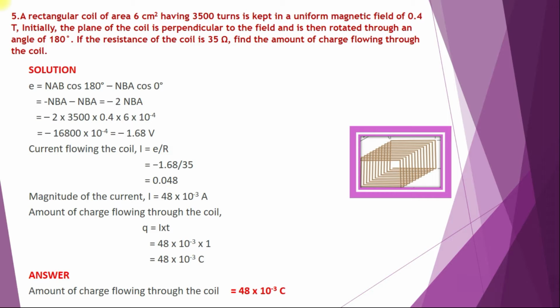Now we are supposed to find the amount of charge flowing through the coil, which is given by the formula Q is equal to I into T. So I value we know that it is 48 into 10 power minus 3 and T value is given as 1. So the amount of charge flowing through the coil is 48 into 10 power minus 3 coulomb. So the answer is amount of charge flowing through the coil is 48 into 10 power minus 3 coulomb.